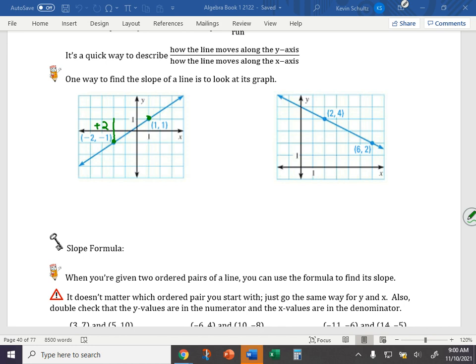And the change in x is how far we move across the coordinate plane. How far do we go over? 3. Positive 3, right? Because we're going to the right. So the slope of this line is going to be up 2, that's the rise, over 3, that's the run. Or the change in y is plus 2, the change in x is plus 3. How did it move along the y-axis? It went up 2. How did it move along the x-axis? It went over 3. So the slope of this line is going to be 2/3.